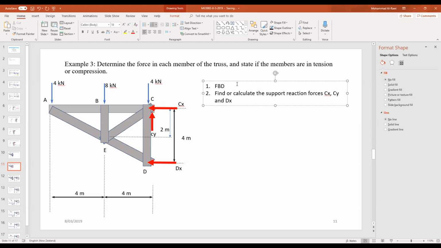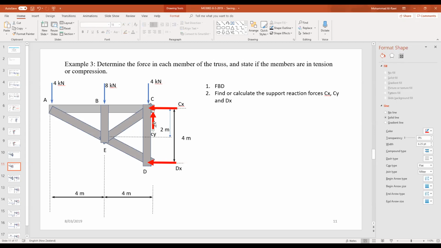Before force analysis, we need to determine the support reactions. So those are the ones I highlighted in red. We need to calculate them because they are acting as a force on the body or on the system. So how can we do that?